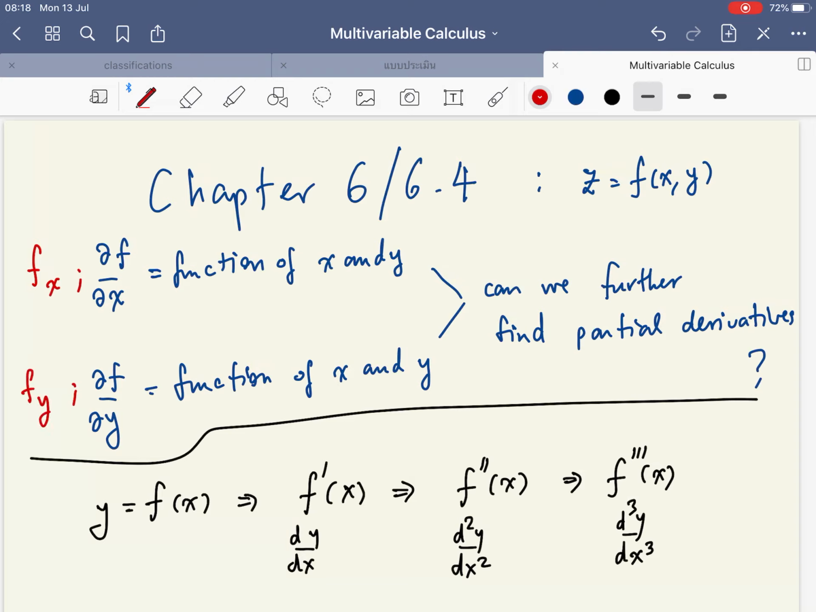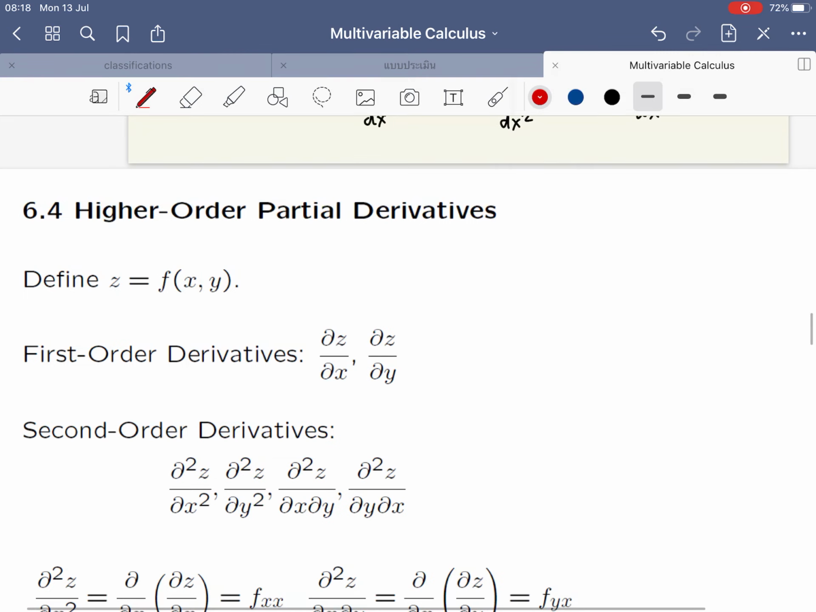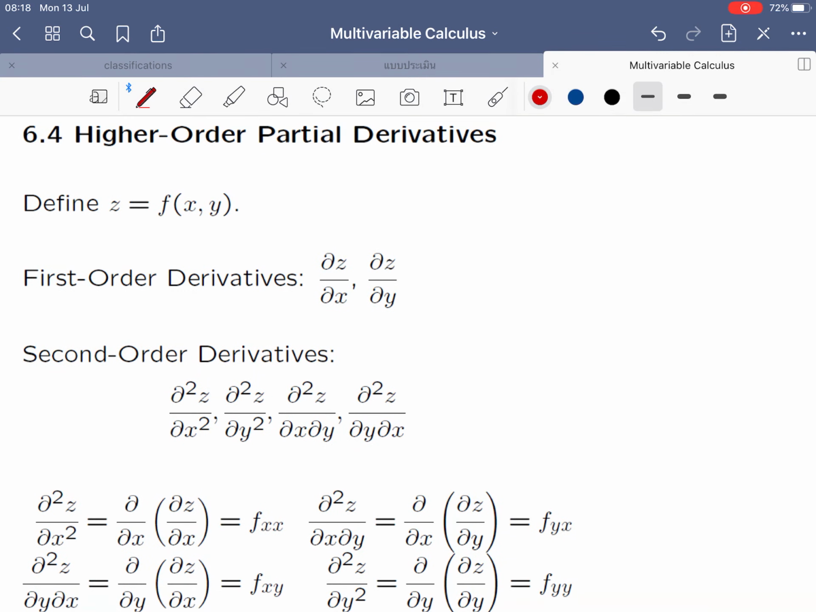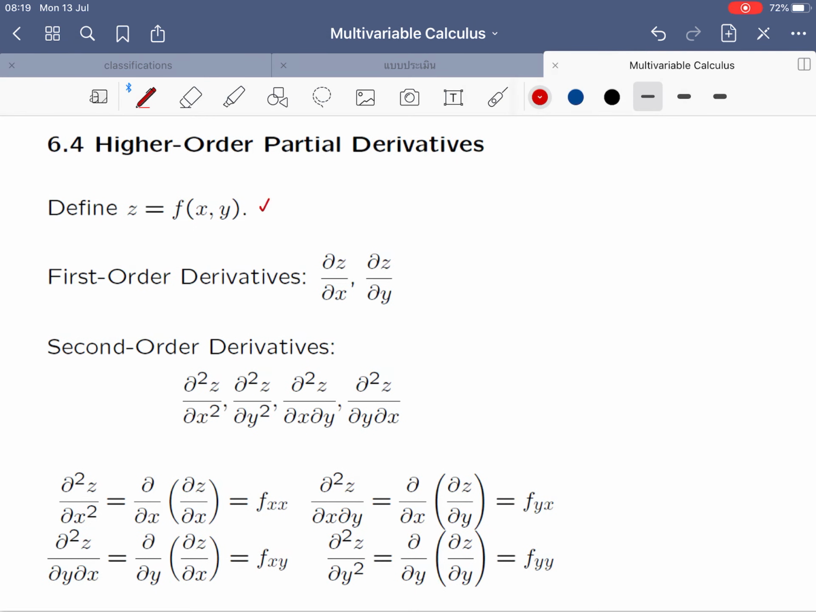Then what will be the notation if you find a further partial derivative from the first partial derivatives? So today we are going to continue our chapter with the so-called higher order partial derivatives. As I told you, we go back to the two variable function first, and of course the first order partial derivatives that you can find are the partial derivative with respect to x and the partial derivative with respect to y, and no more.